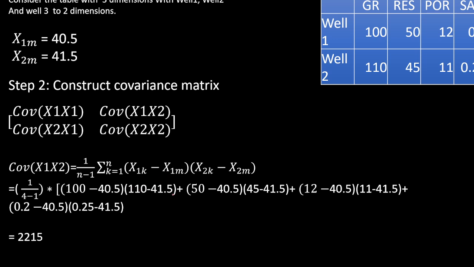In the same way, means also will be adjusted accordingly. The first value will be x1m, the second value will be x2m. Like that, you have to plug all the details over here with these values and mean values. Then finally, for x12, you will be getting 2215. Like that, x21 is 2255, and then covariance of x2 x2. The way we have done earlier, the same way we have to do it here.